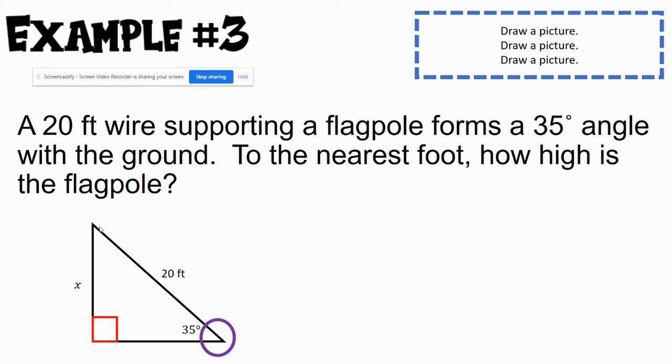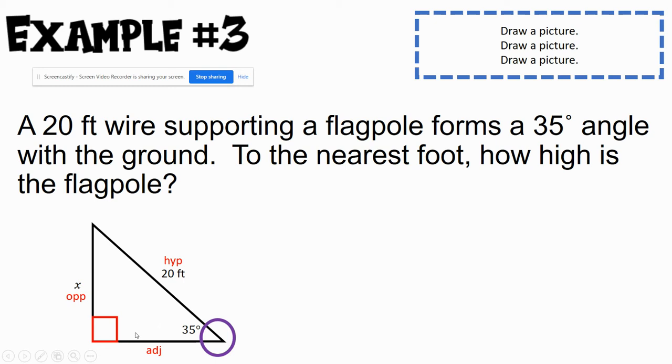So we're trying to find the height. So that's going to be this vertical side here. So I'm going to label it with an X. This is the wire, and I know it's 20 feet. And the wire and the ground, there's a 35-degree angle formed between the ground and the wire. So I'm going to label this side with 35 degrees. I'll label my hypotenuse, my adjacent side, and the opposite side.